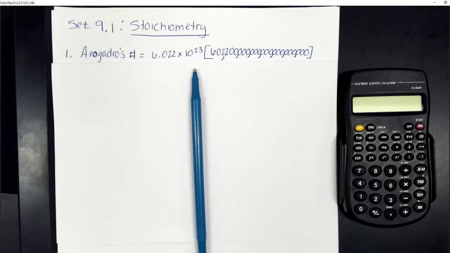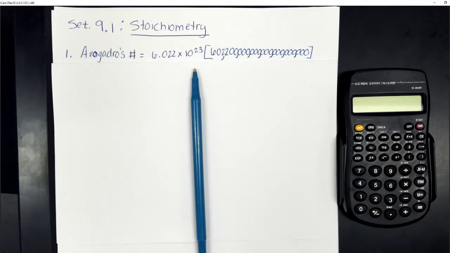In essence, it really isn't all that difficult. It's just multiplying four fractions together, but the setup is where most people get really confused. So we're going to break this up into two sections: 9.1 stoichiometry, 9.2 stoichiometry continued. Let's begin with the basics.